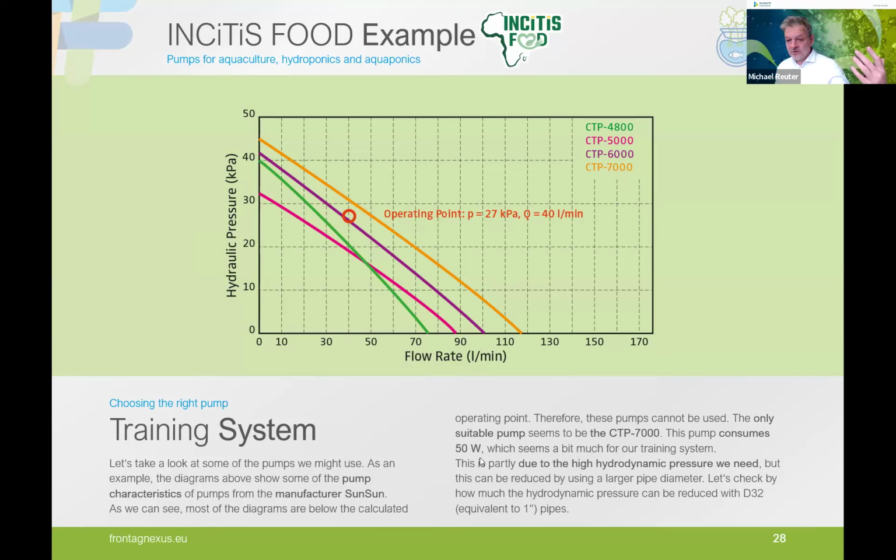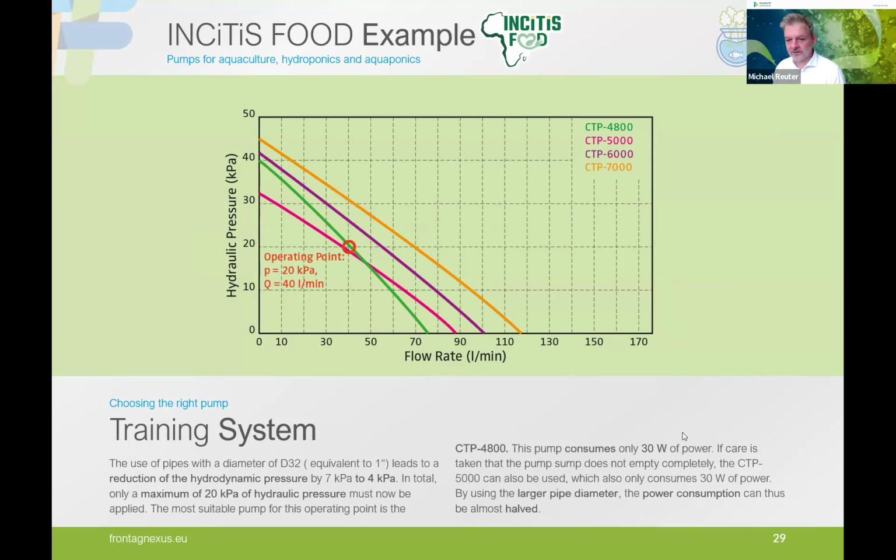And this pump uses 50 watts, which we thought is a little bit too much for our small training systems. That's why we reconsidered the diameter of our piping system and tried the same for a 1-inch piping system instead of 3/4 inch. Then we recalculated the pressure loss inside of the system, and it got down by 7 kilopascals to about 4 kilopascals, adding with the 16 kilopascals of hydrostatic pressure to only 20 kilopascals in this modified system.